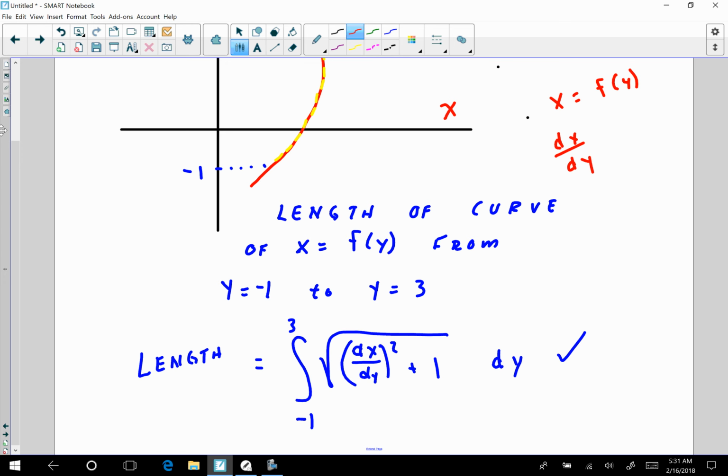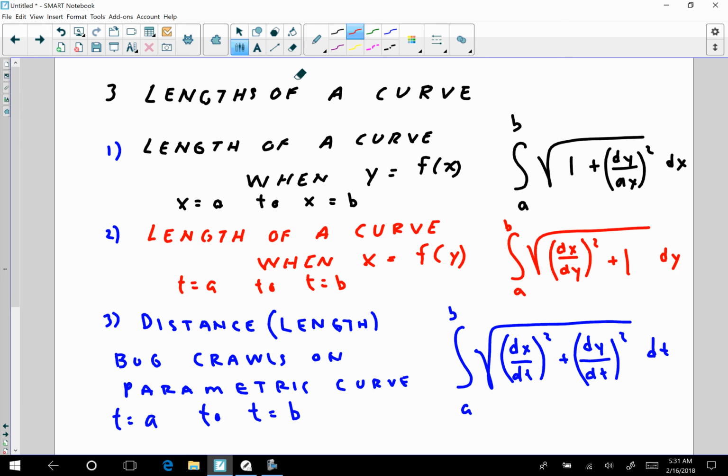So now I've gone over how I talked about finding the length of a curve when y is equal to f of x, from x equals a to x equals b. This is the formula. I have found the length of a curve when x is equal to f of y. This is the formula. Here I have, again, from y equals a to y equals b. Getting ahead of myself a little bit.